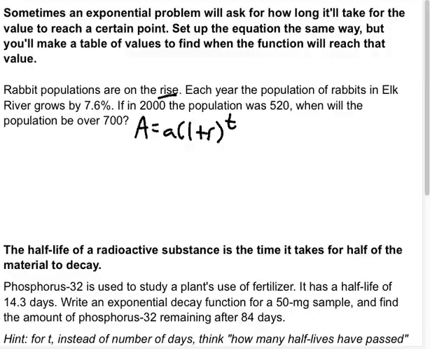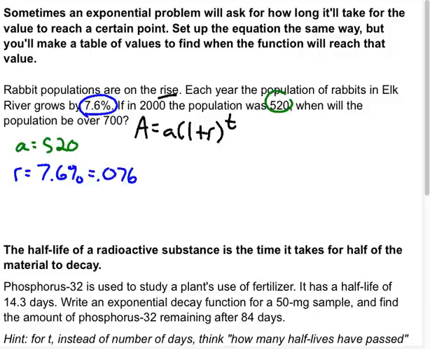So now let's take a look. I see an initial amount of 520. I see a rate of 7.6%, which if I move the decimal to the left twice is going to be 0.076. So that's going to give me 520 times 1.076 to the t. And what I want to know, when is that going to be 700?